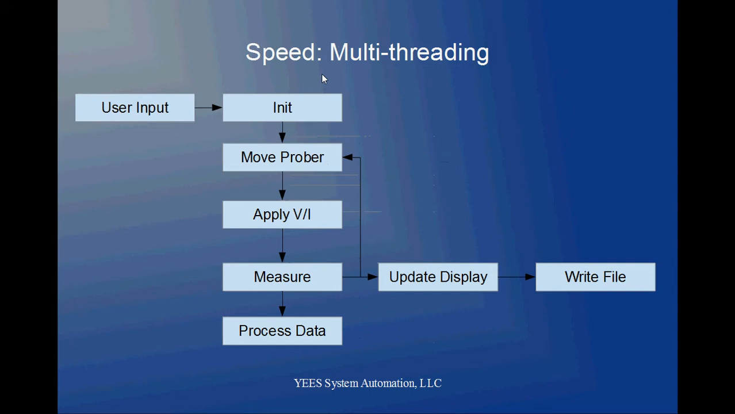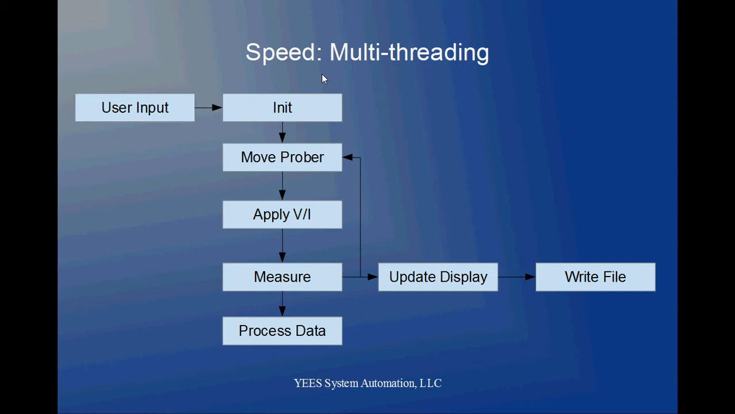To optimize speed, LabVIEW multithreading is used. 4 threads will be created. The first thread, see column 1, is called the user input thread. It does nothing but expect input from user and send commands to other threads. The second thread, see column 2, is the main thread. It will initialize the system, move the prober, apply voltage current, measure outputs, process data, and send commands to other threads.